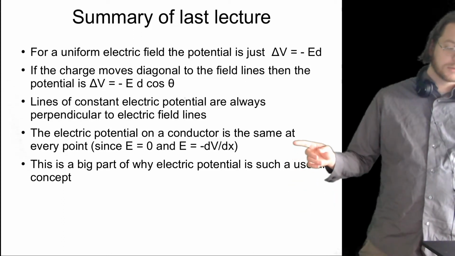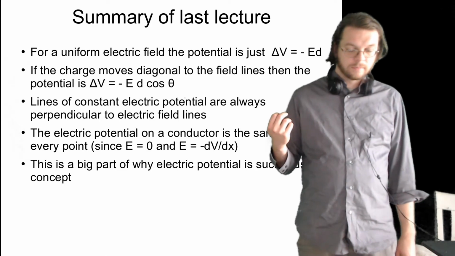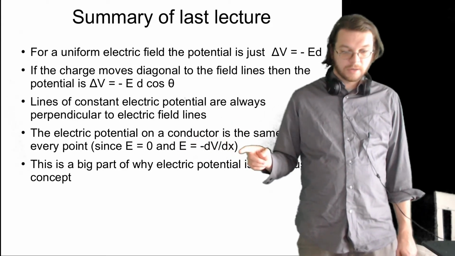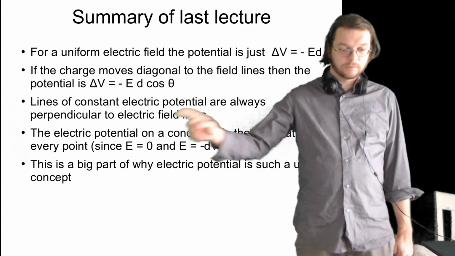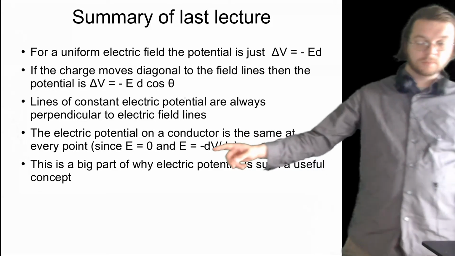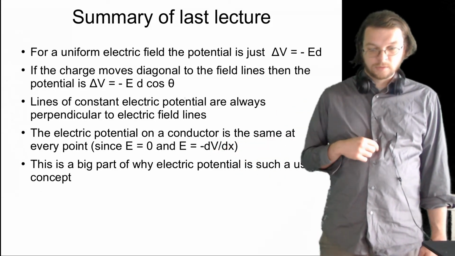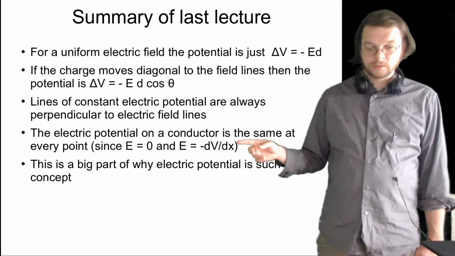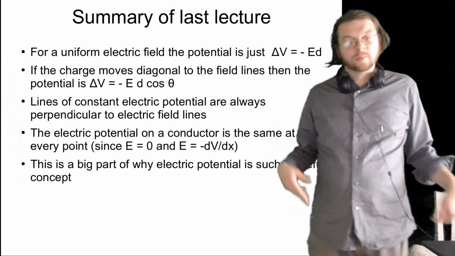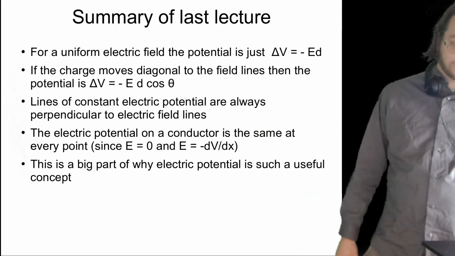Another thing we talked about is that inside of a conductor, the electric field is 0, and because the electric field is the derivative of the potential, if the electric field is 0, the potential could be 0, but at the very least it has to be a constant. The derivative of a constant gives you 0, so the potential is a constant. The constant could be 0, but it could also be positive or negative as well. And so we talked about these sorts of things.